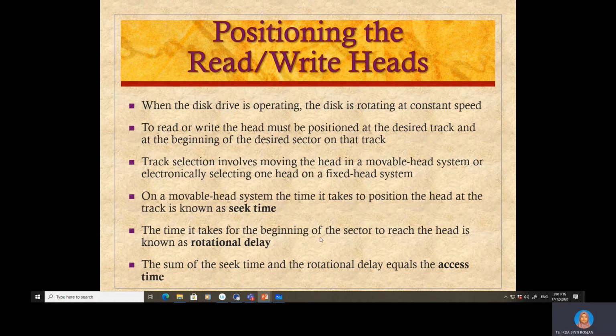The time it takes for the beginning of the sector to reach the head is known as rotational delay, because like I mentioned, to get the right sector is with the help of the rotational disc. The sum of the seek time and the rotational delay equals the access time. This is the access time, the time to access the data, whether to read or to write.